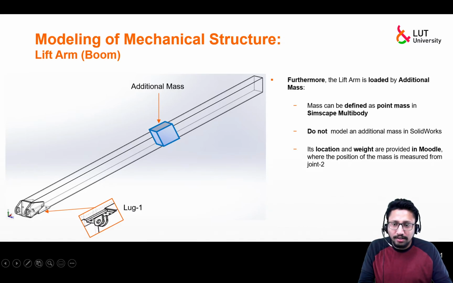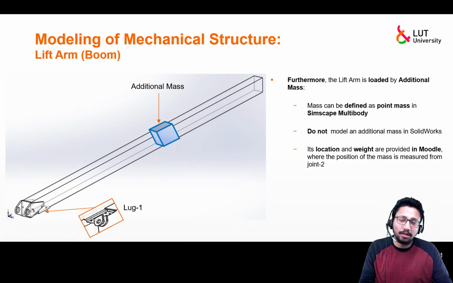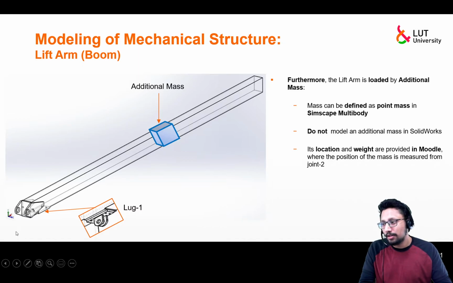So it is very important that you have your origin here, and of course the center of mass needs to be somewhere here for this lift arm alone, forget about the additional mass. If you define your origin correctly, then when you export it and model the mechanism in Simscape Multibody, you can simply attach this part with the pillar, and that would be very simple. So for that reason, I'm asking you to take special care of it.